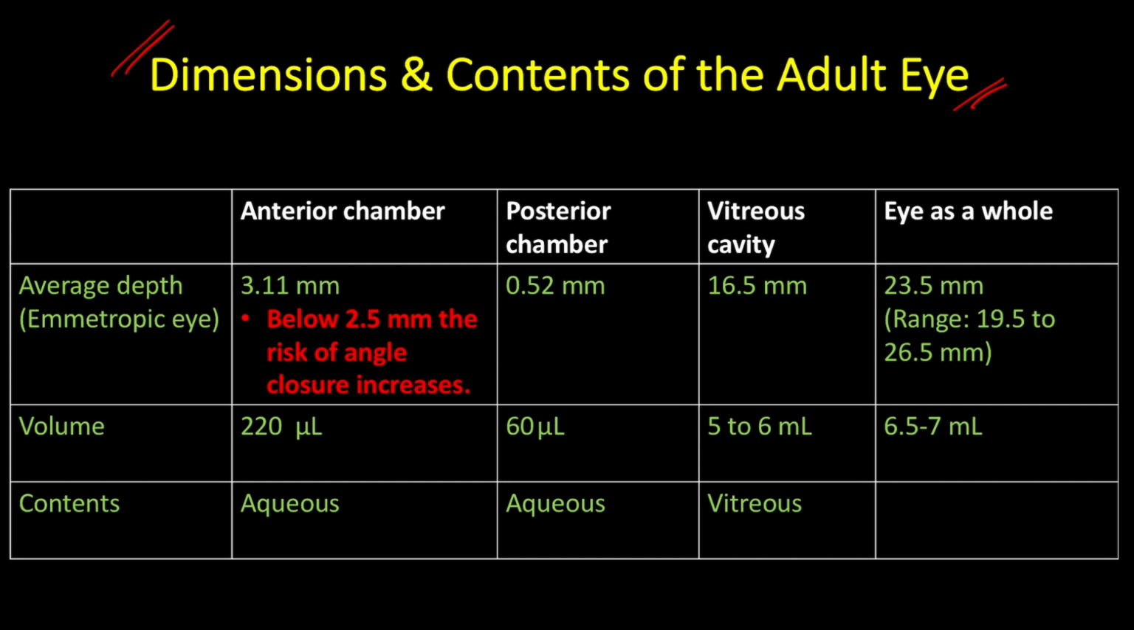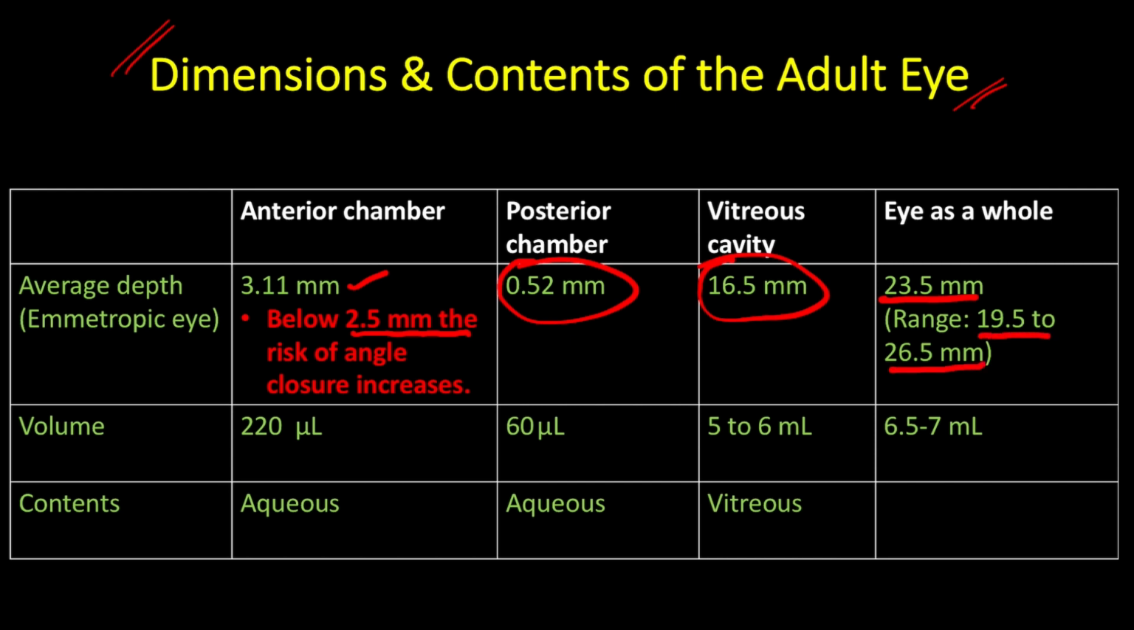In the anterior chamber, the average depth in an emmetropic or normal eye is 3.11 mm. Below 2.5 mm, the risk of angle closure increases. Posterior chamber depth is 0.252 mm. Vitreous cavity is 16.5 mm. The eyeball as a whole is of length 23.5 mm, with a range from 19.5 to 26.5 mm.